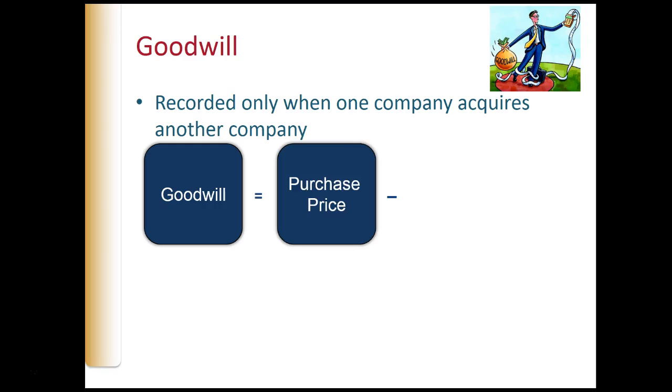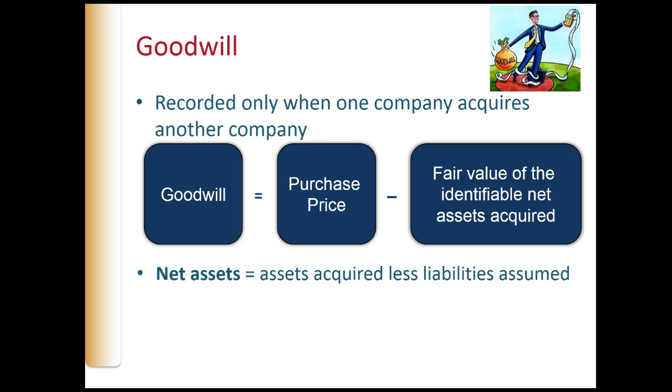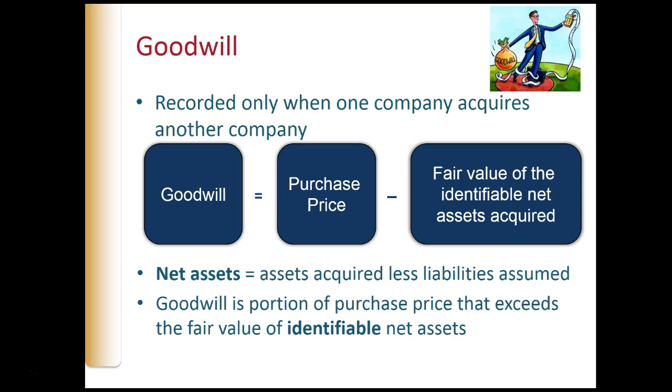Goodwill often is the largest and most unique intangible asset in the balance sheet. It's recorded only when one company acquires another company. Goodwill is recorded by the acquiring company for the amount that the purchase price exceeds the fair value of the acquired company's identifiable net assets.